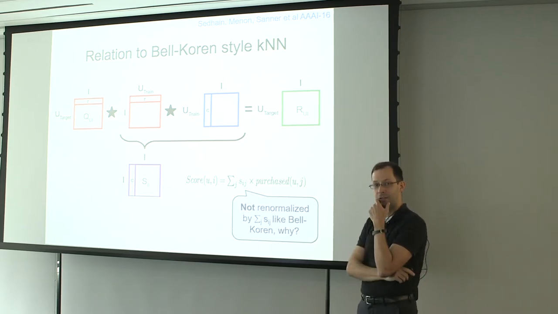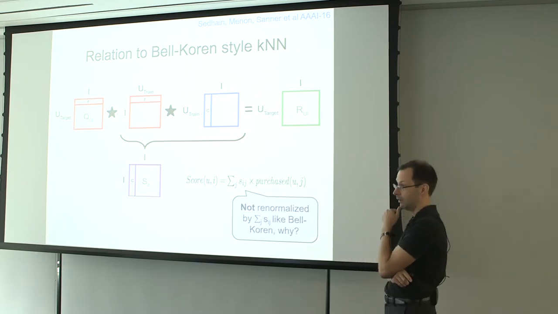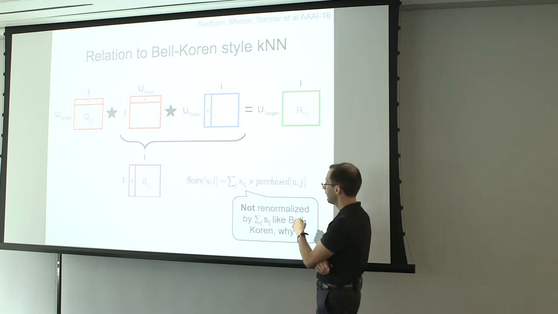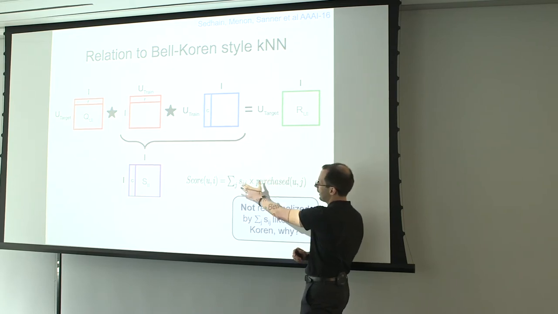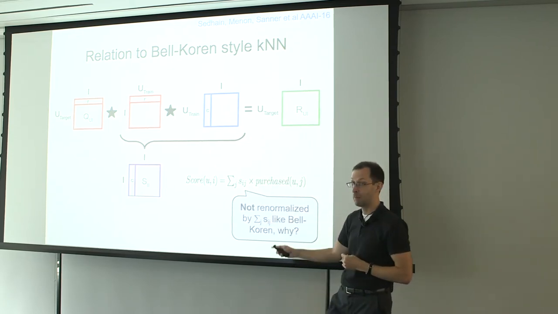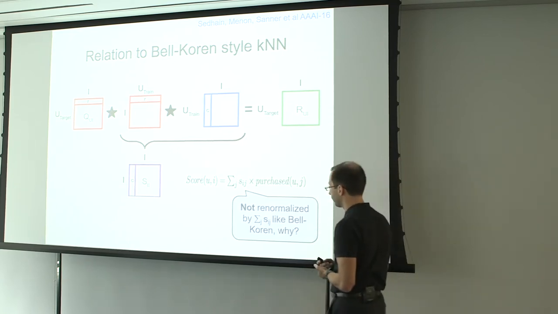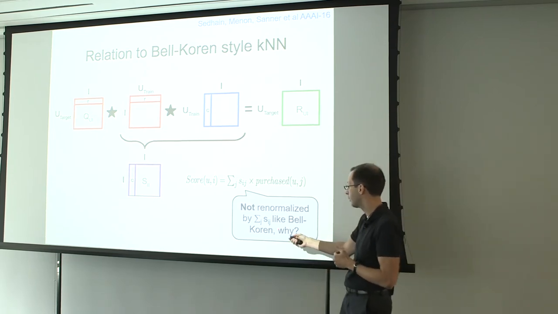What was the Netflix metric for evaluation? It was root mean squared error, right? Of the score prediction. If you replace purchase with a score between 1 and 5, and you do a weighted average, of course you're going to have to divide by the weights to get a number between 1 and 5. Predicting 10,000 is not a very good score if the max was 5. So for Netflix, when you're doing 1 to 5 rating recommendation, you absolutely have to renormalize.